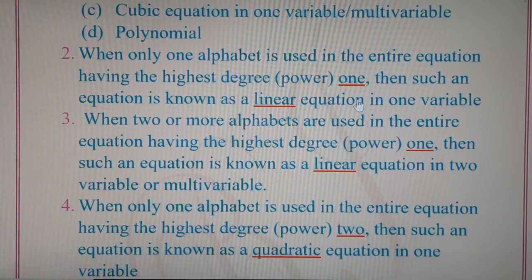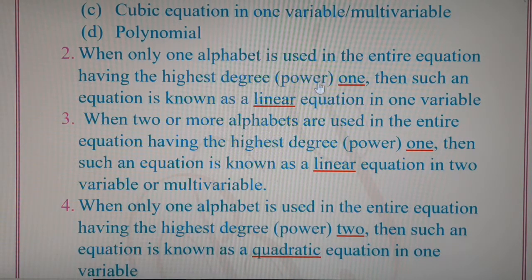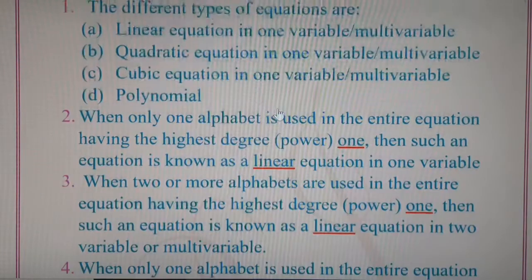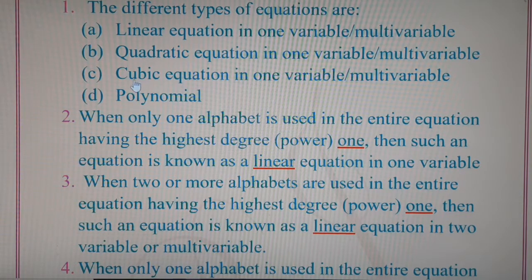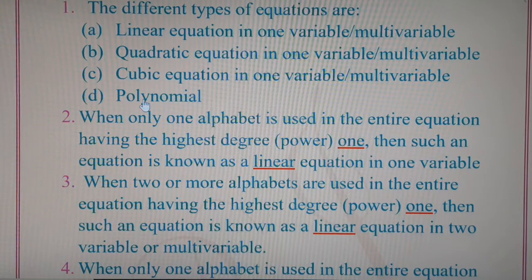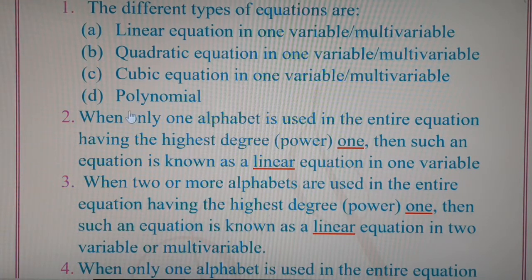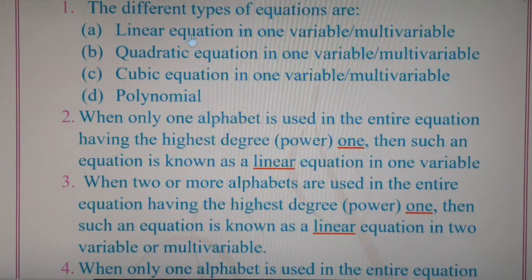But the meaning of linear equation is that the highest degree or power of the alphabet will be 1. If the highest degree of any of the alphabets is 2, then it is known as a quadratic equation. If the highest degree is 3, then it is known as a cubic equation. And if any of the alphabets or numbers have a degree or power greater than 3, then it is known as a polynomial equation. But mostly we'll be learning in this chapter only about linear equation in one variable.